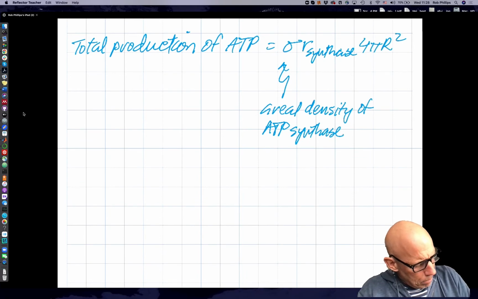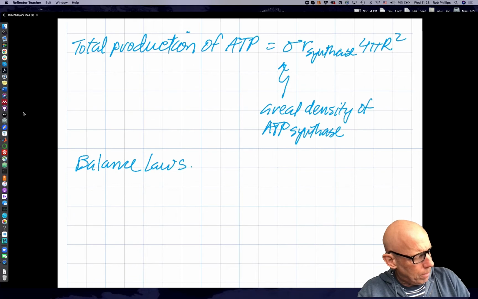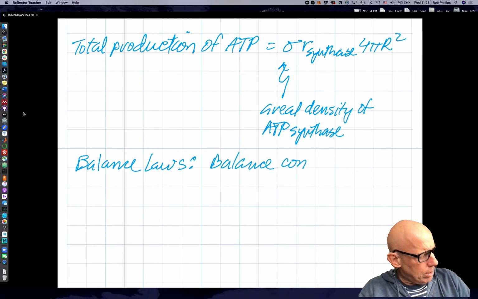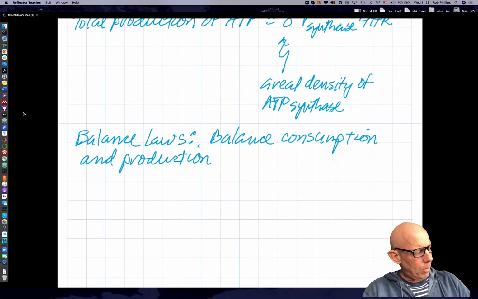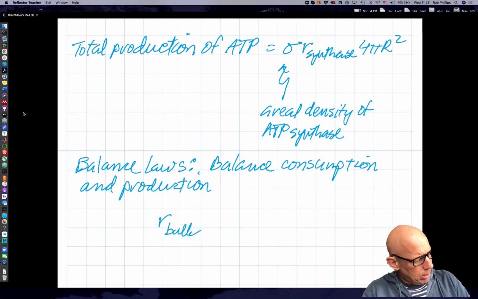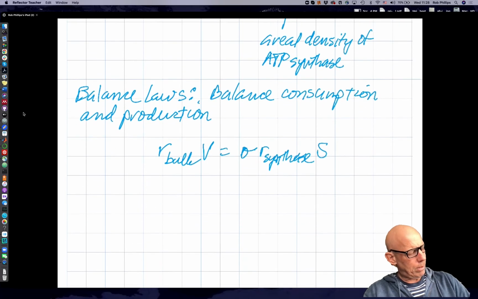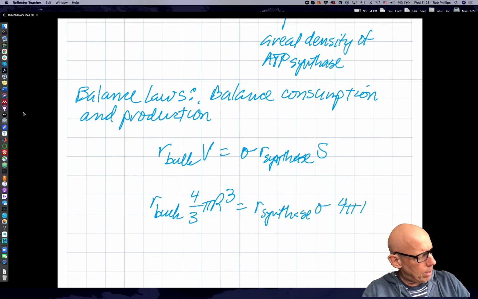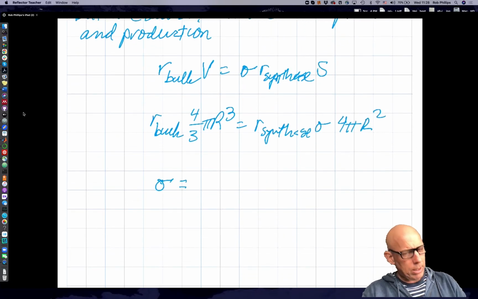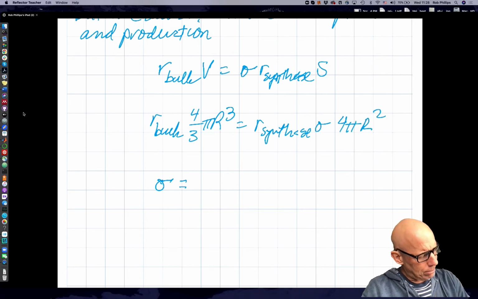And so now, balance. We're going to use balance laws over and over and over again. So in this case, balance consumption and production. What that tells me is that R bulk times V is equal to sigma R synthase times S, where S is the area. So this gives me R bulk times 4/3 pi r cubed is equal to R synthase sigma 4 pi r squared, or that sigma is going to be equal to, this is a really nice clean result, R bulk over R synthase times r over 3.